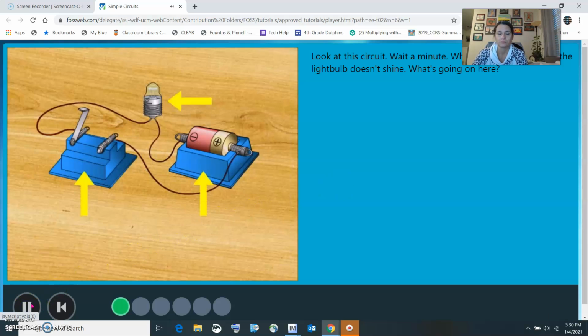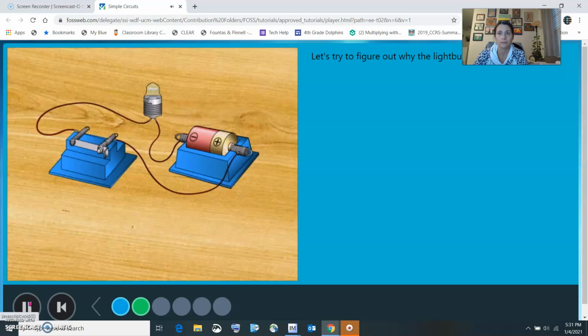Look at this circuit. Wait a minute. When we close the switch, the light bulb doesn't shine. What's going on here? Let's try to figure out why the light bulb isn't shining.